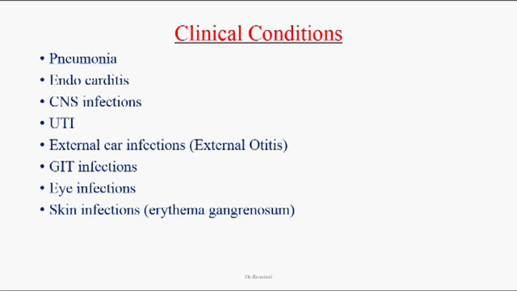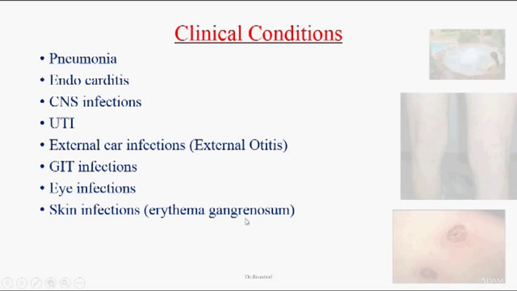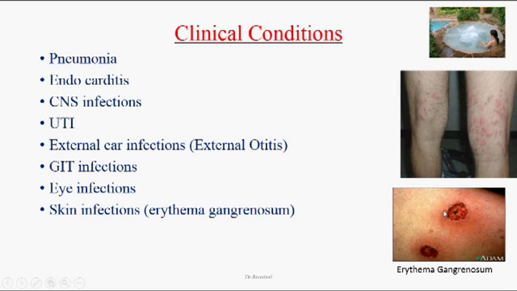These organisms can cause skin infections like folliculitis, cellulitis, carbuncles, furuncles, and in these conditions we can see one condition called erythema gangrenosum. This is erythema gangrenosum. On the right side we can see a photograph of it. At the central area we can see necrosis of the tissues surrounded with erythema. So we call this condition erythema gangrenosum.